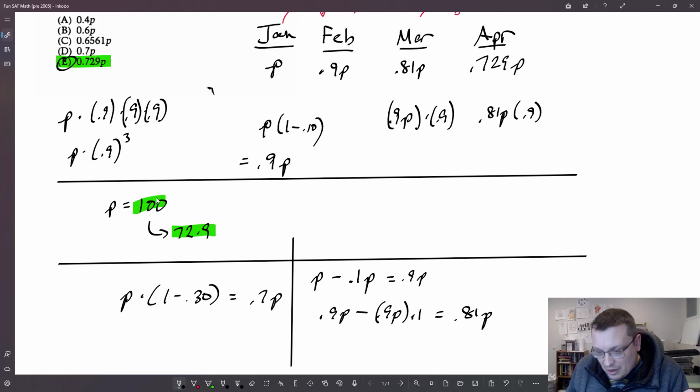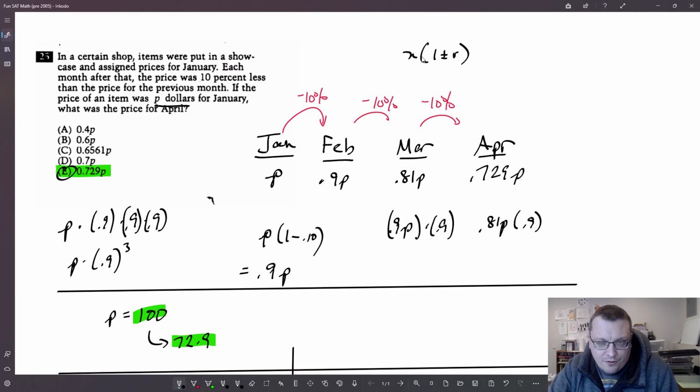So again, while the multi-step way can work, I very strongly recommend you use this formula. It's one of the most powerful and useful formulas in this unit, I would say. So make sure you know how to use it.